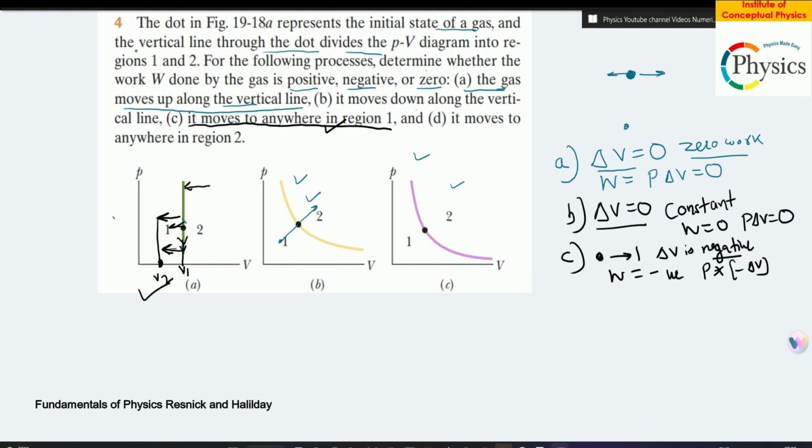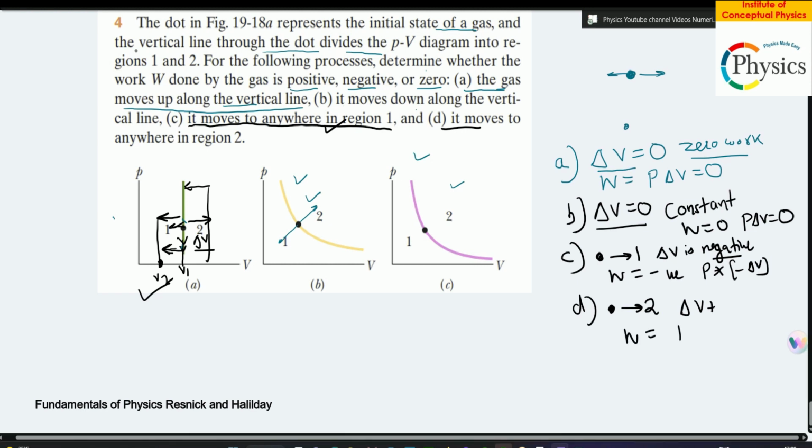Now let's talk about the fourth situation. Here the volume is moving towards the right, which means the delta V is positive. So D, right? Dot, and the gas is moving towards the right hand side. This becomes region 2. So delta V is positive. Therefore, the work done is positive, right? This is a case of expansion, which means the gas is expanding and doing work.